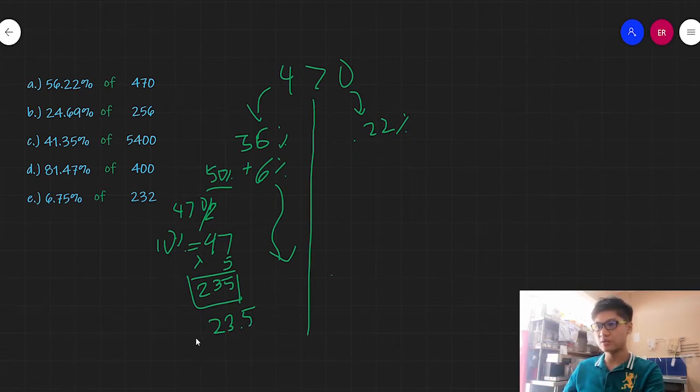Okay, and then to get the 6%, the next step would be making 470 become 4.70, because in every shift of our percentage, like for example, shifting from 1% to 2%, there's always an interval of 4.70, which is 1% of that number. Now, 23.5 plus 4.70 is equal to 28.20. And now 28.20 is 6% of this number.